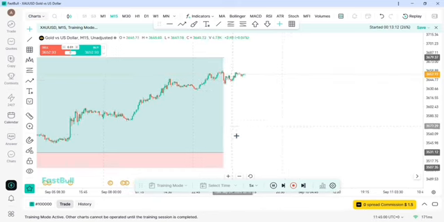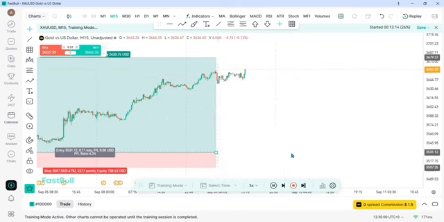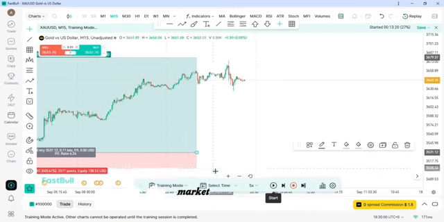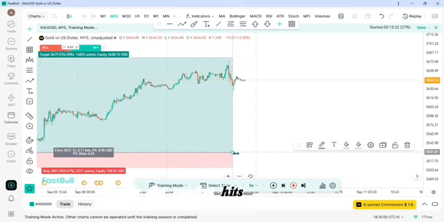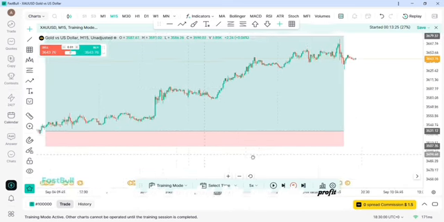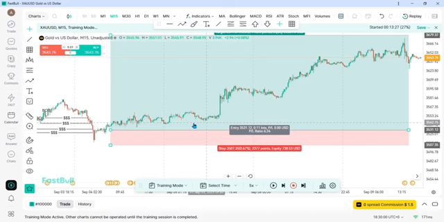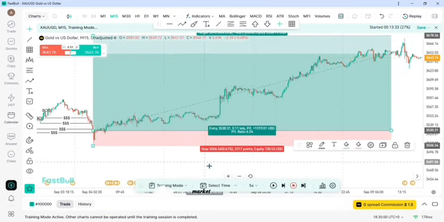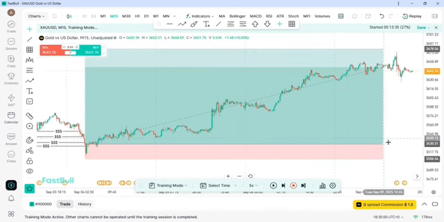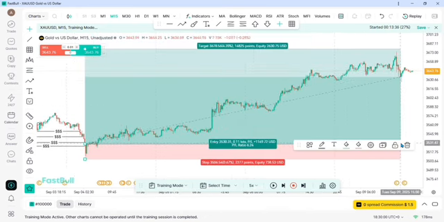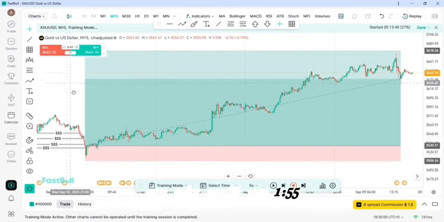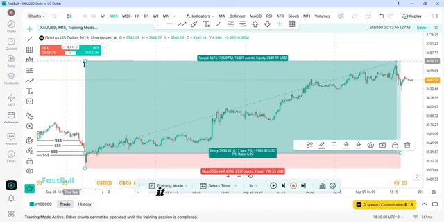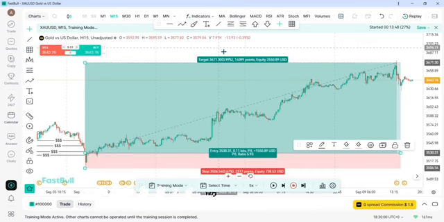And finally the market hit our take profit successfully. All right, the market finally hit our take profit. Take profit was 1:5, and this is it, 1:5. Very simple and very clean.